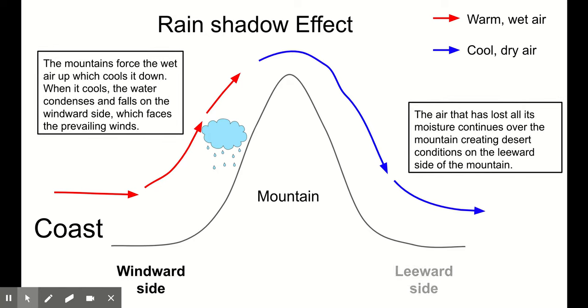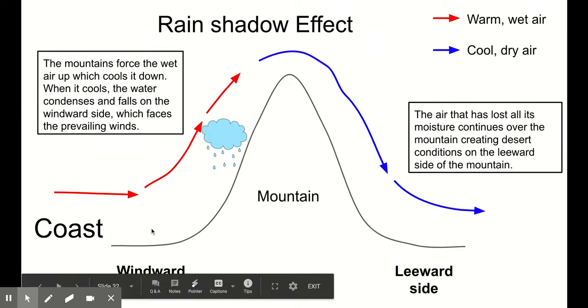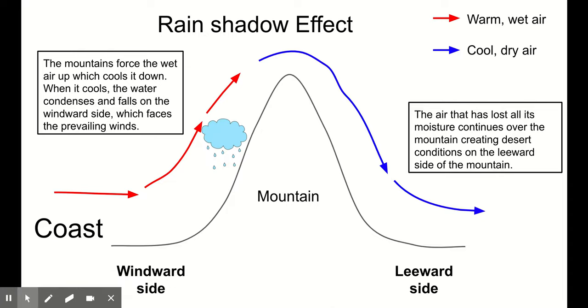So these two sides of the mountain have different names. Oops, try not to cover it up. This left side by the coast, where the wind is coming in, is the wet side. This is the windward side. This other side of the mountain is the leeward side.